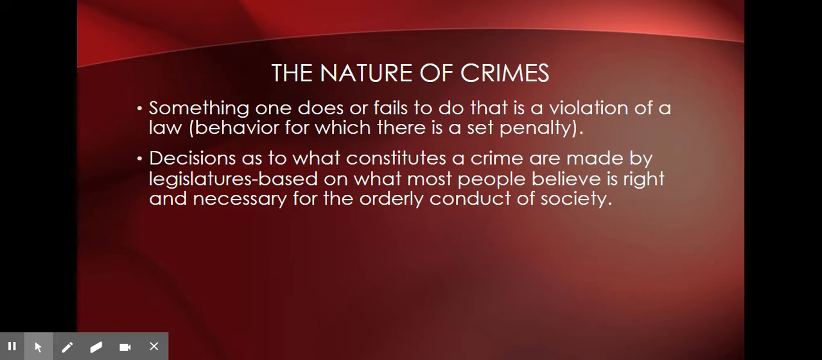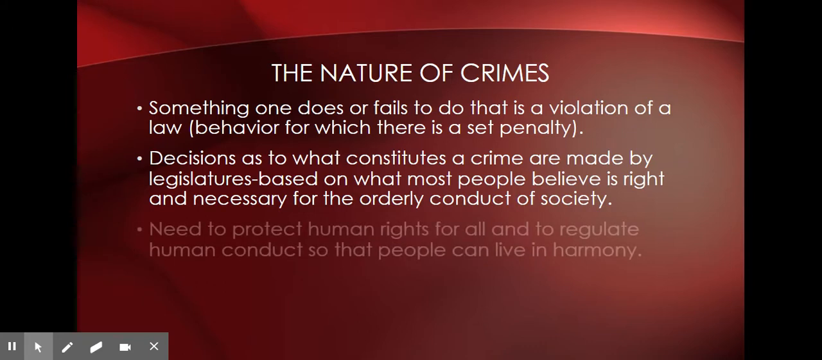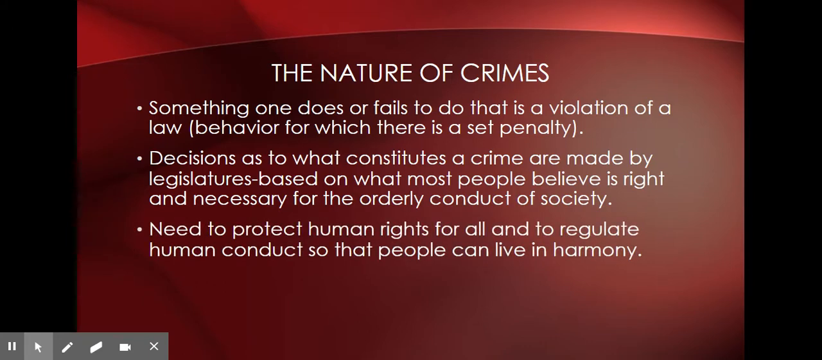Now, you don't have to copy these last two points down, but our desire to define what a crime is comes from our need to protect human rights and regulate human conduct in society so that we can all live together. Why do we care about crime? Right here is the answer. We want to protect people's rights. We want to regulate human conduct, but we want to do that because we want people living in harmony.